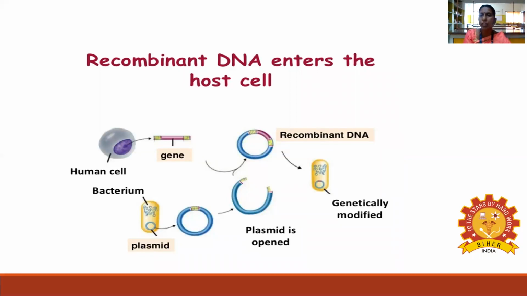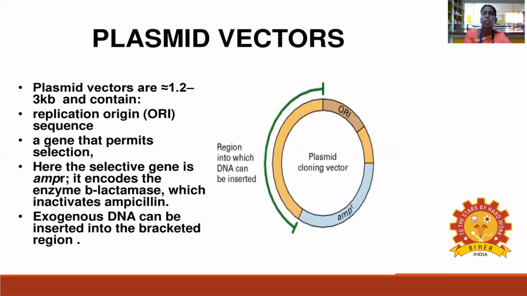You have to put it in the host, and in the host you get multiplication. You are getting multiple copies of the DNA. So the multiplication of the DNA is there. But what is the important unique feature of this? The plasmid vectors are self-replicating molecules.